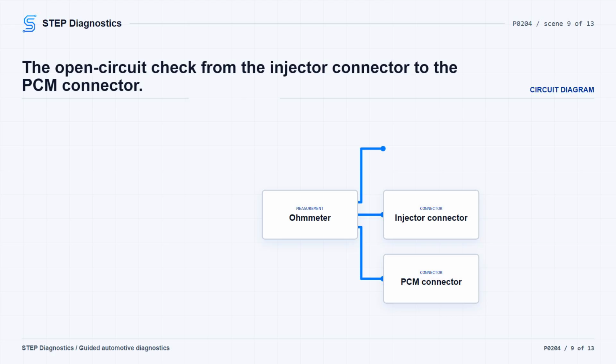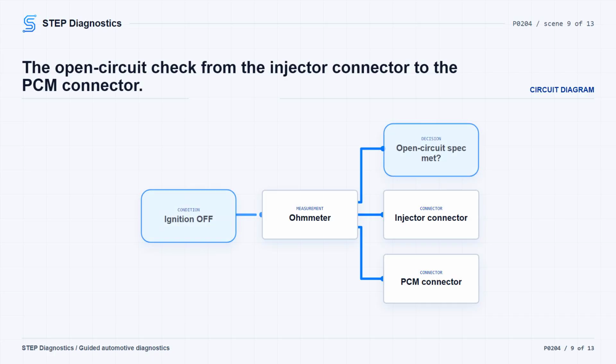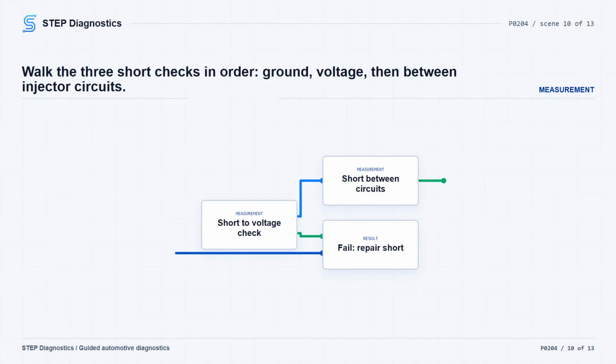Next, still with the ignition off, check the injector control and return circuits for a short to ground. The resistance must be greater than 10,000 ohms. If it is not greater than 10,000 ohms, repair the short circuit, clear the PCM DTCs, and repeat the self-test. If that passes, turn the ignition on and check the same circuit set for a short to voltage. If any voltage is present, repair the short circuit, clear the PCM DTCs, and repeat the self-test.